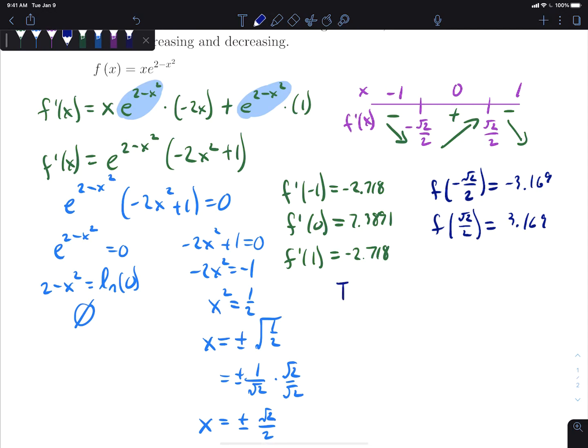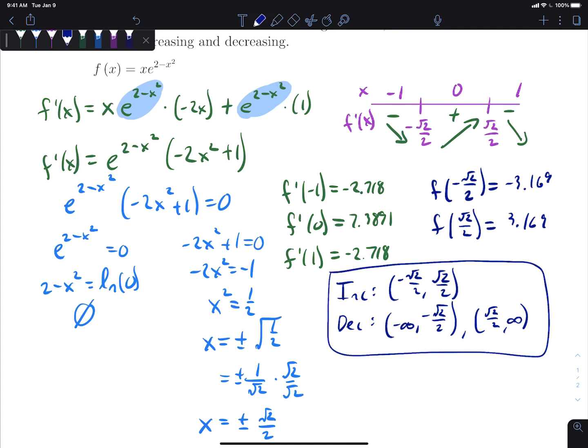So this function is increasing from negative root 2 over 2 to positive root 2 over 2, and it is decreasing from negative infinity to negative root 2 over 2, and then also root 2 over 2 to infinity.